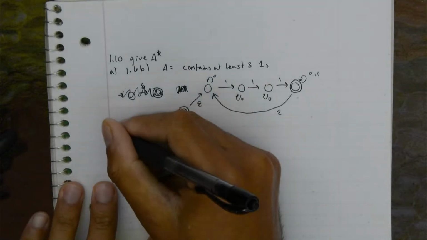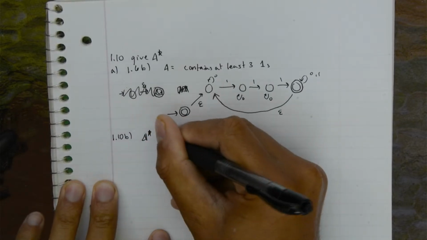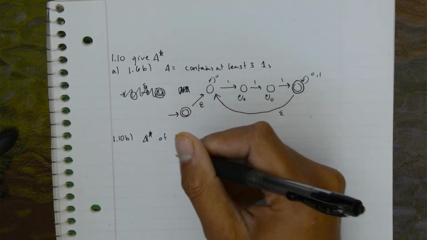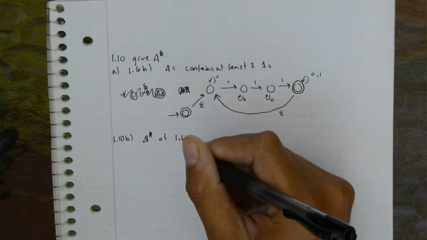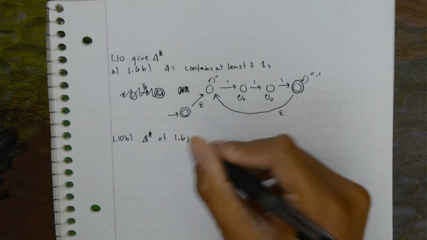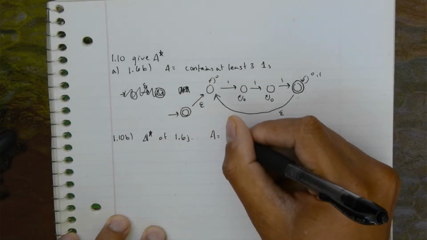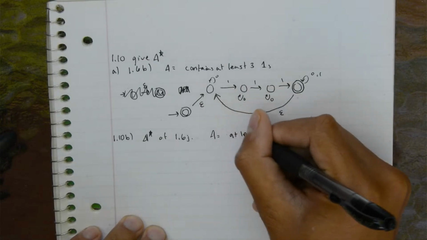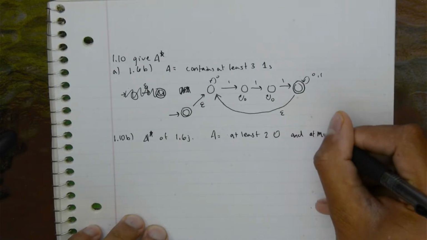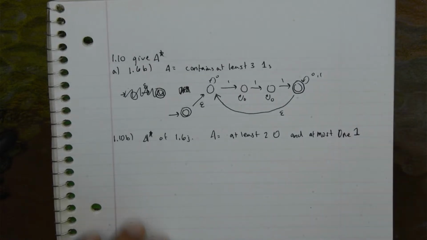Okay, so 1.10b is a star of 1.6j. Contains at least 2 zeros and at most 1 1. Which is, so A is equal to at least 2 0 and at most 1 or 1 1. Okay.